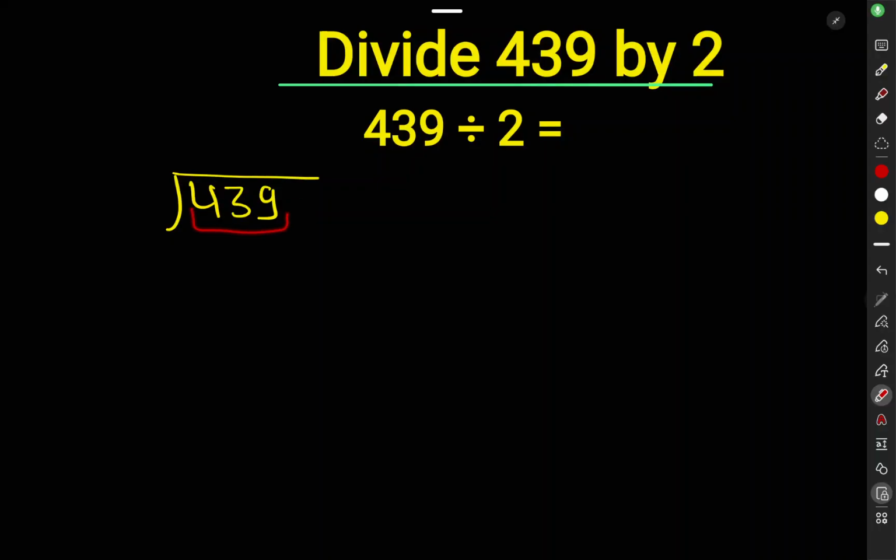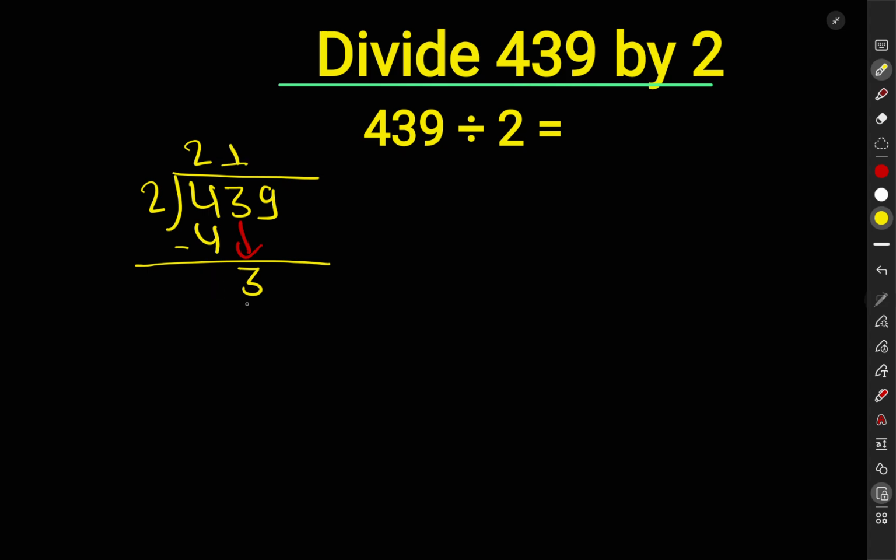Divide 439 by 2 in long division method. 2 times 2 is 4. On subtracting it is 0. We put down this 3 and remove 0.